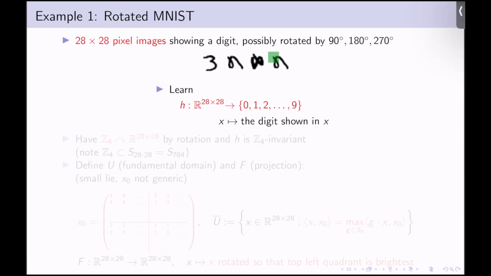Now, we want to machine learn, or approximate, this function h, which goes from R^(28 by 28), so this is like a map of pixel intensities, into the integers. It's the map which takes an image to the digit shown in x. And the point is, this is an example of a group invariant function that we want to learn. Namely, you have the action of Z4 on R^(28 by 28), exactly by these 90 degree rotations. And the function h is Z4 invariant. You should predict the correct digit no matter how it's rotated.